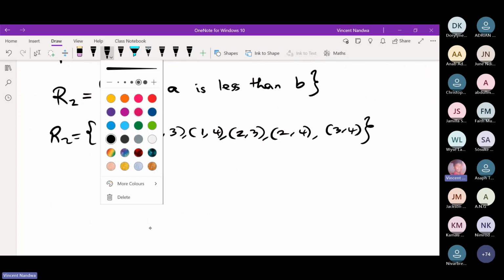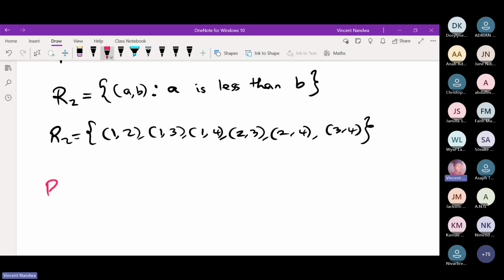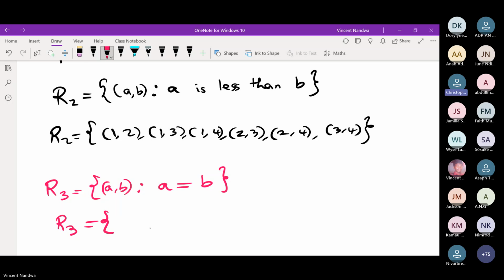So that will be our R2. And then let's have R3 to be this relation with elements (A, B), such that A is equal to B. Can you list the elements of this relation if you are on the same set A? (1,1), (2,2), (3,3), (4,4). Good.